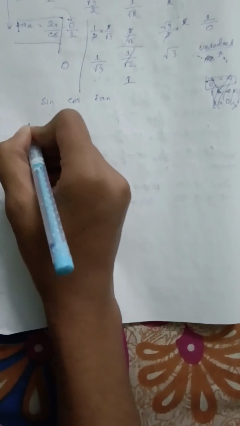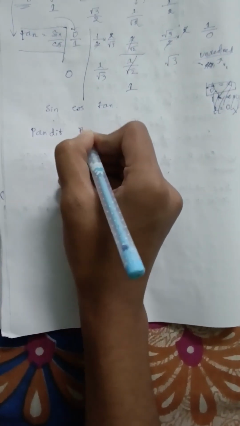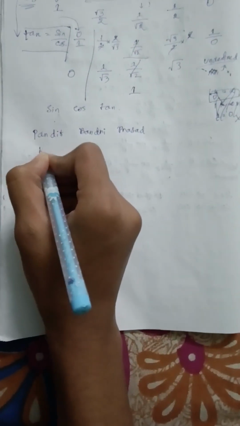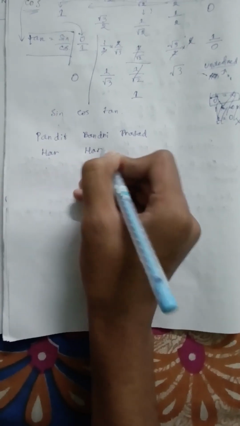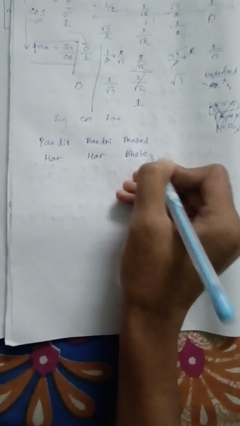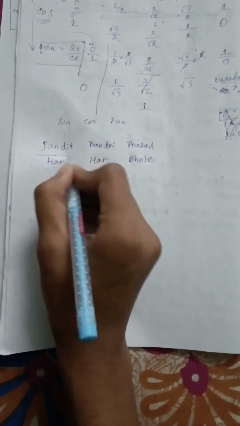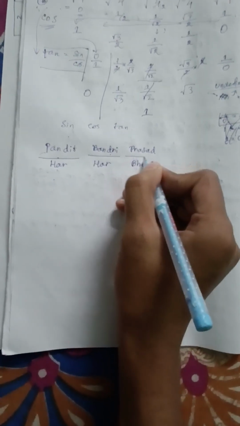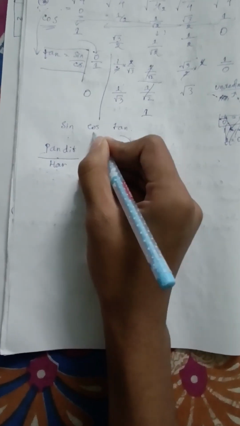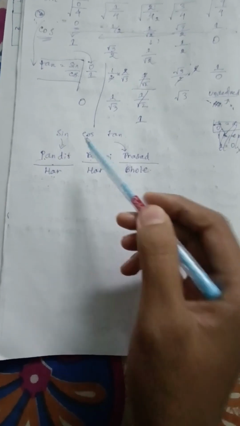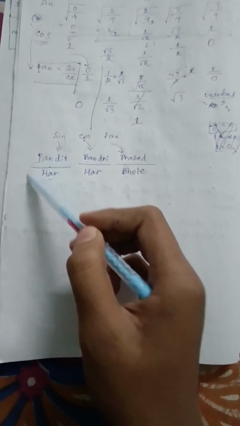That is, we have to write here Pandit. See it, Pandit Badri Prasad Har Har Bhole. It stands for P by H, then B by H, then P by B. See, it is sin theta, it is cos theta, and it is tan theta. If you have any difficulty in memorizing this, that P by H is sin, B by H is cos, and P by B is tan, you can memorize by this process. It is the shortcut trick.